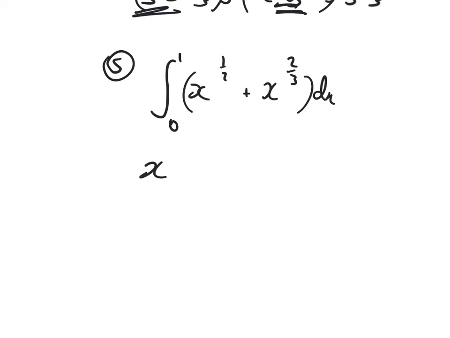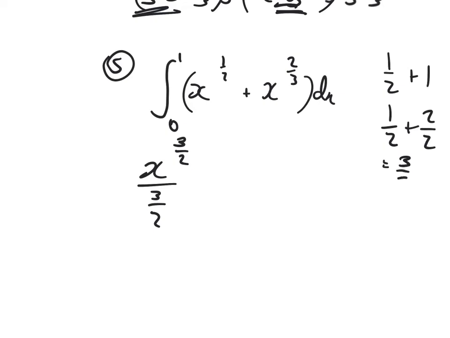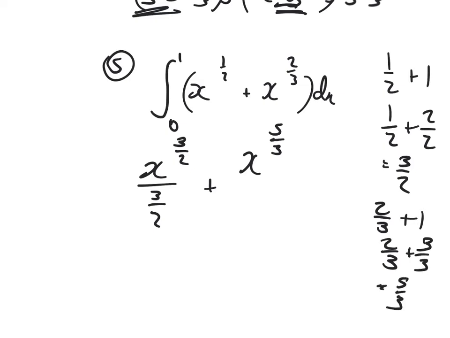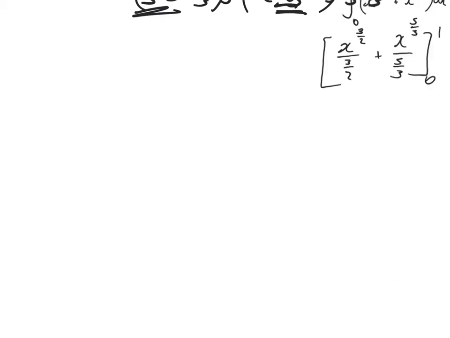Okay, so add 1 on the power, divide by the new power. So 1/2 plus 1 is 1/2 plus 2/2, which is 3/2. Then divide by my new power, which is 3/2, plus x to the 5/3, since 2/3 plus 1 is 2/3 plus 3/3, which is 5/3, divided by 5/3. And that's between 1 and 0.